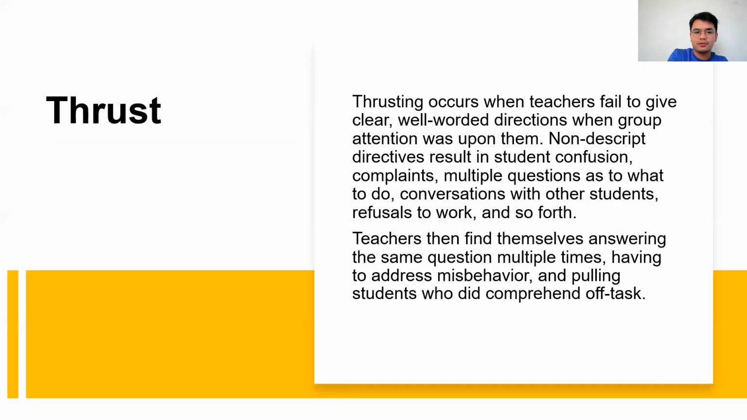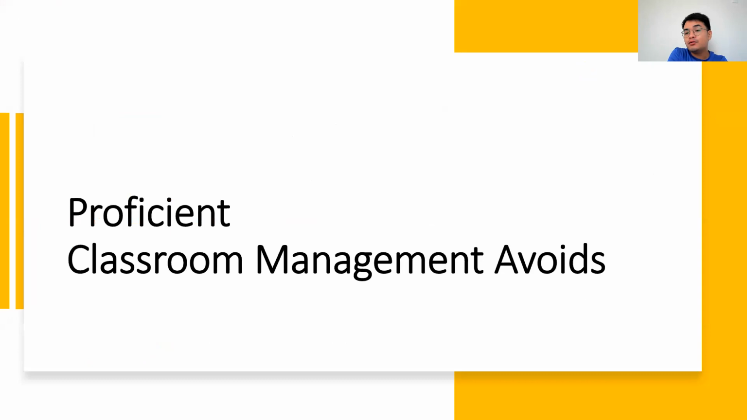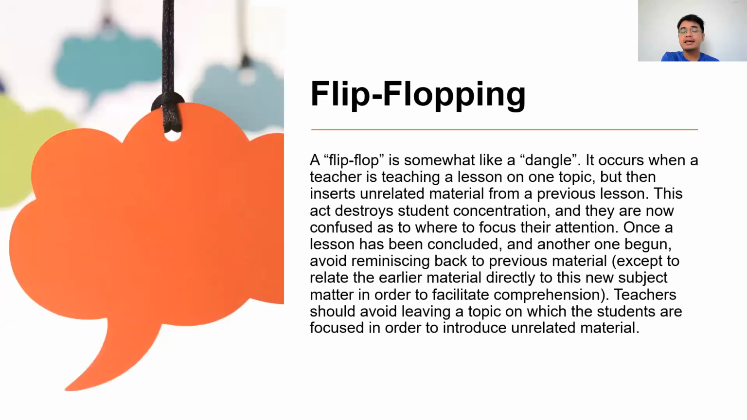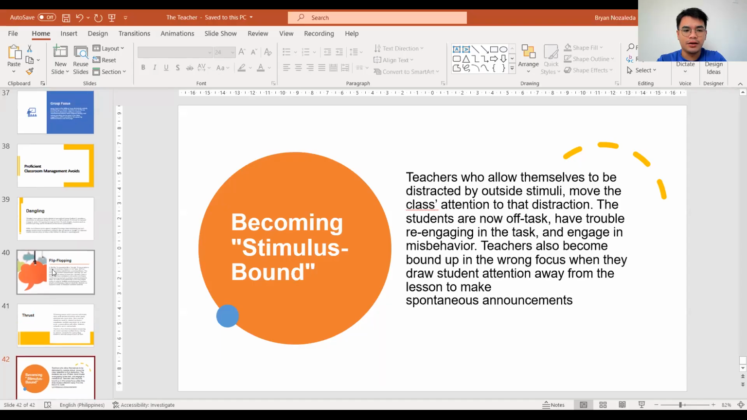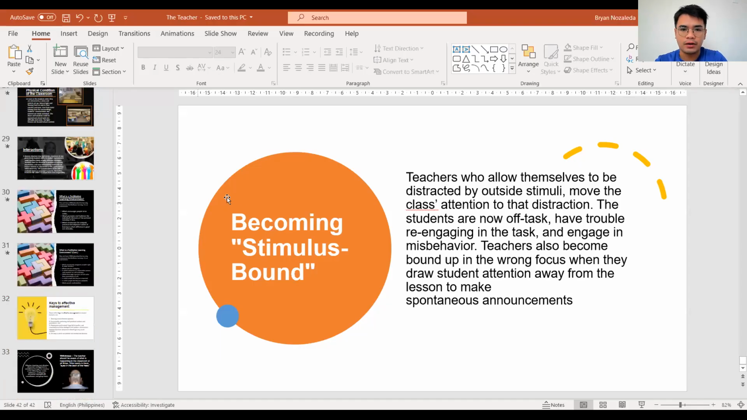So those are what we have to avoid when we are thinking about proficient classroom management. Dangling, flip-flopping, truncation, and becoming stimulus bound. Okay? So dapat naintindihan nyo itong lesson na to kasi lumalabas ito sa licensure exam. Okay? Lumalabas yung lessons na to sa licensure exam. Alright? So that ends our lesson on the learning environment. Alright? So any question from the group?